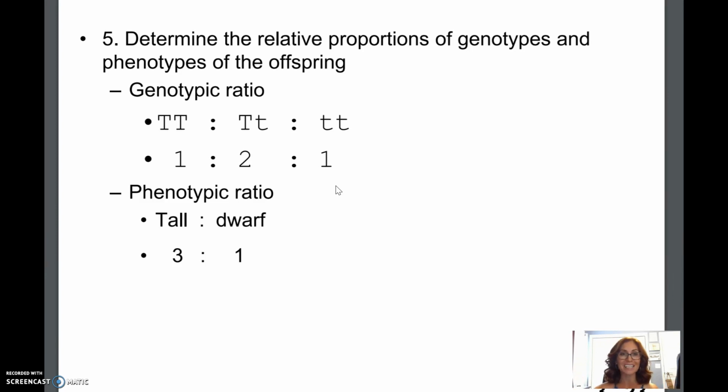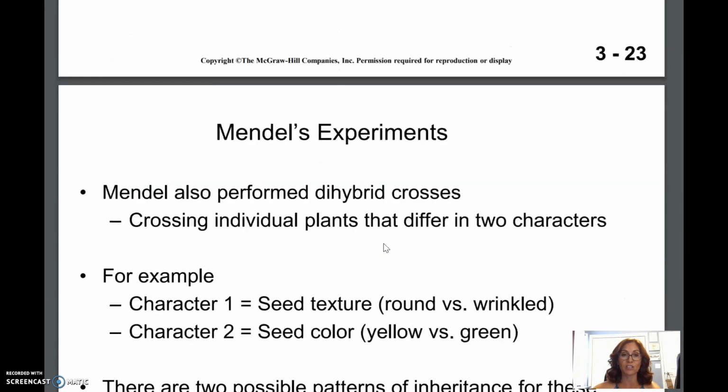I sometimes make a mistake on that. The phenotypic ratio, though, is 3 tall to 1 dwarf. So what you're doing is you're looking at the allelic composition here, or the appearance. So you need to be sure when it comes to quiz time or test time that you understand the difference between genotypic and phenotypic ratios.